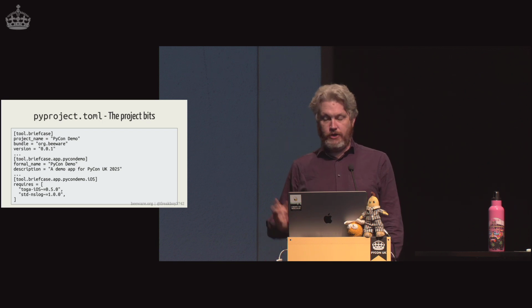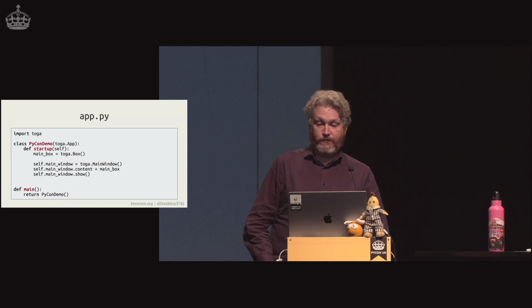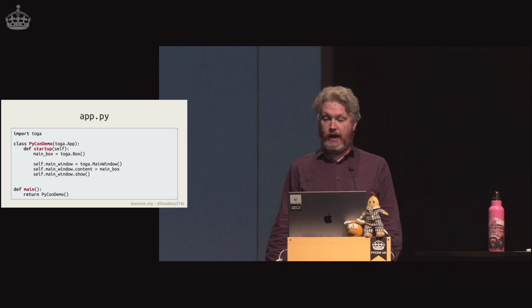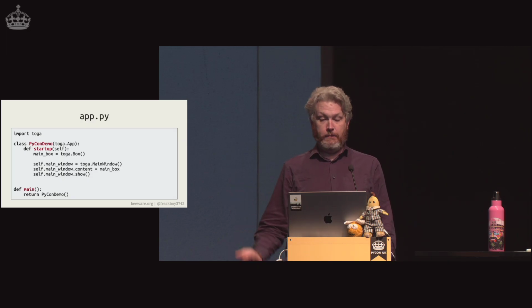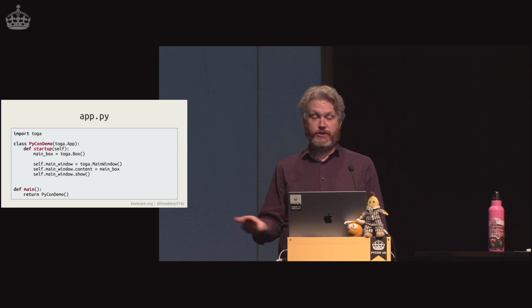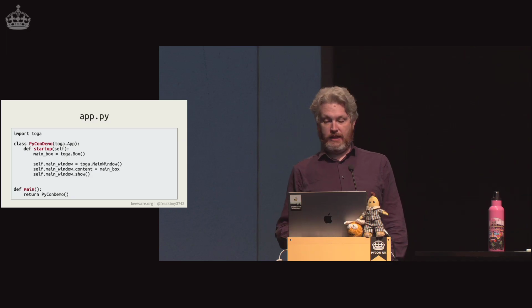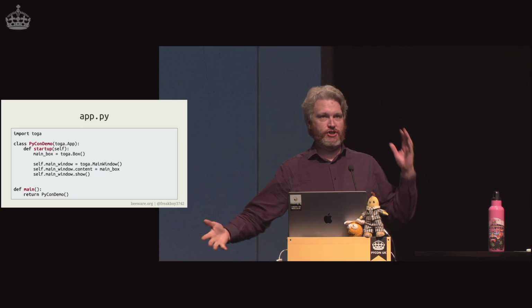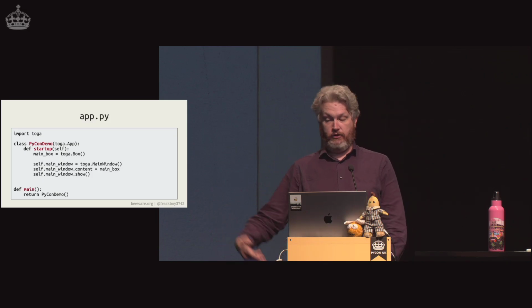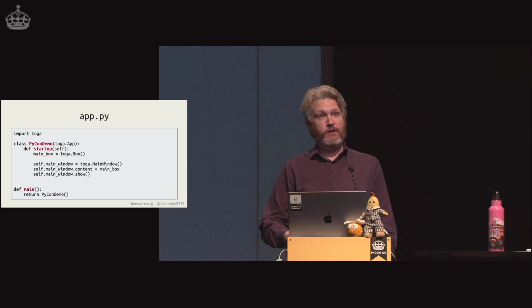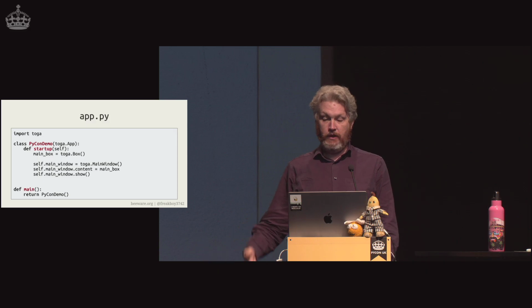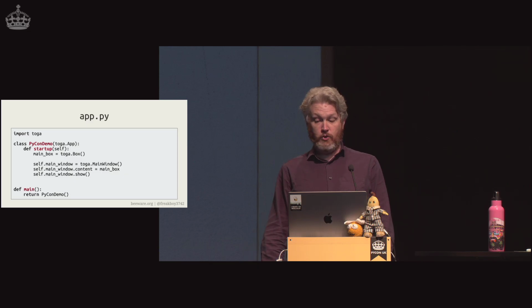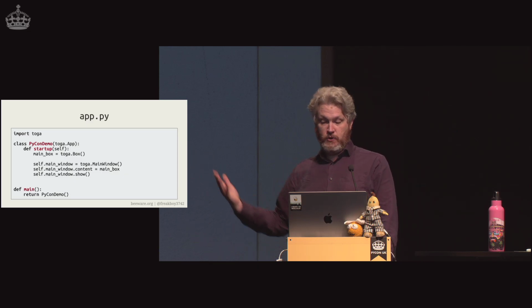That's the project configuration. What about the app itself? Well, the logic for the app is all contained in app.py. At the moment, it's a bare stub. It declares a class called PyCon demo, which is a subclass of toga.App. That class has a startup method. That method creates a box. That's Toga's representation of a generic container of content. It creates a main window and then sets the content of the main window to be our box of content. And then it shows the main window. The main method for the app creates an instance of that app class. That's all the code we need to generate the empty app window that we saw before.